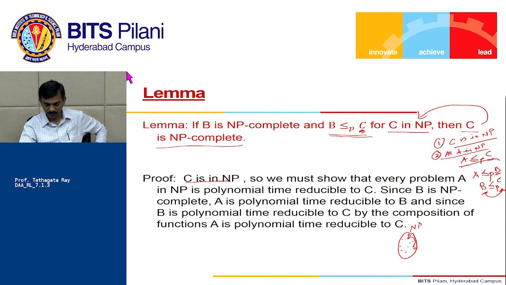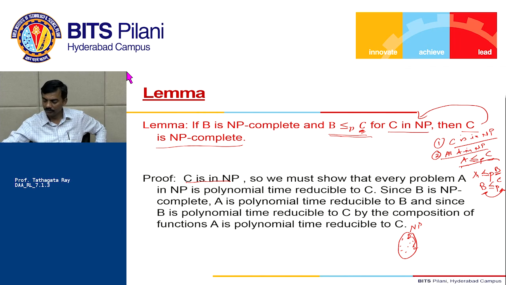Then if I do that, C is NP complete, because now all these problems are polynomial time reducible to C via B. First I will reduce it to B, that will take polynomial time. And then from B to C, that will also take polynomial time. So the total amount of time spent is still polynomial. So I will be able to reduce from every problem in NP to C in polynomial time, which satisfies my second condition of NP completeness. Hence, C is NP complete.